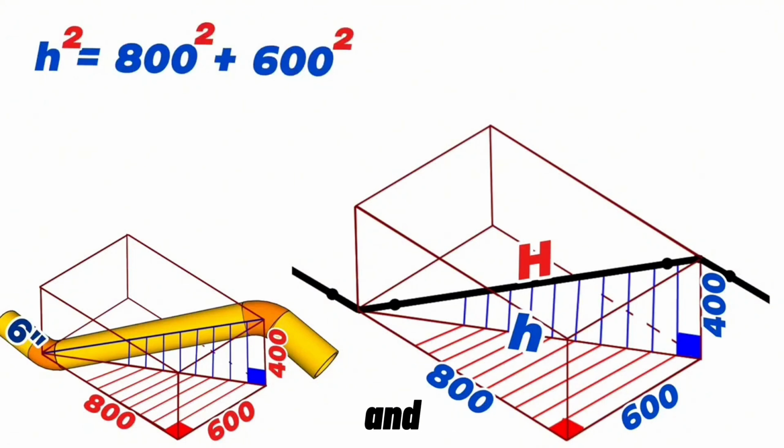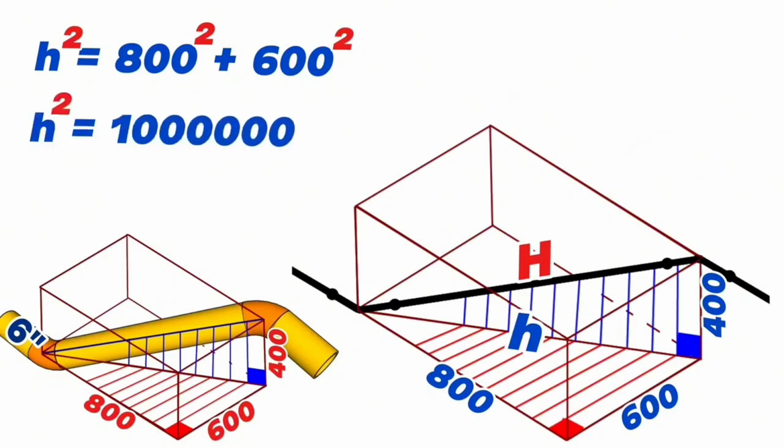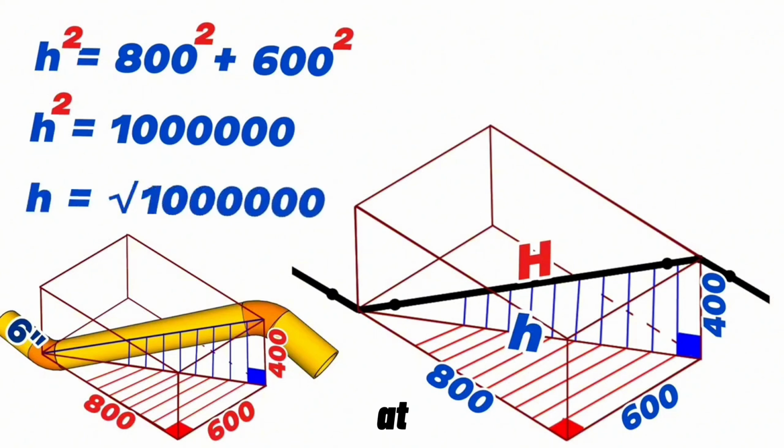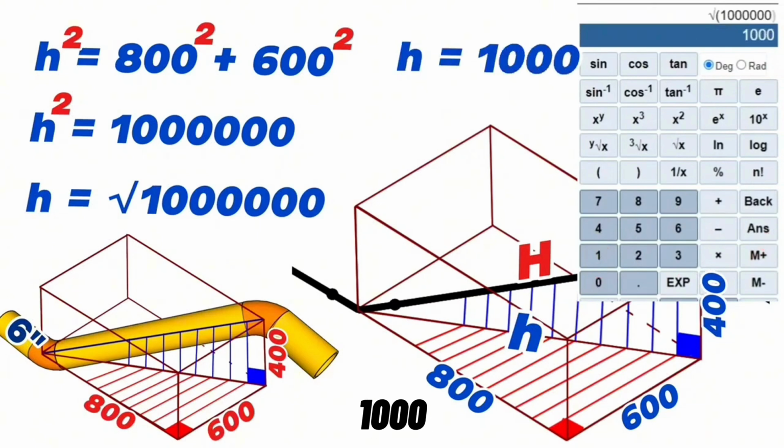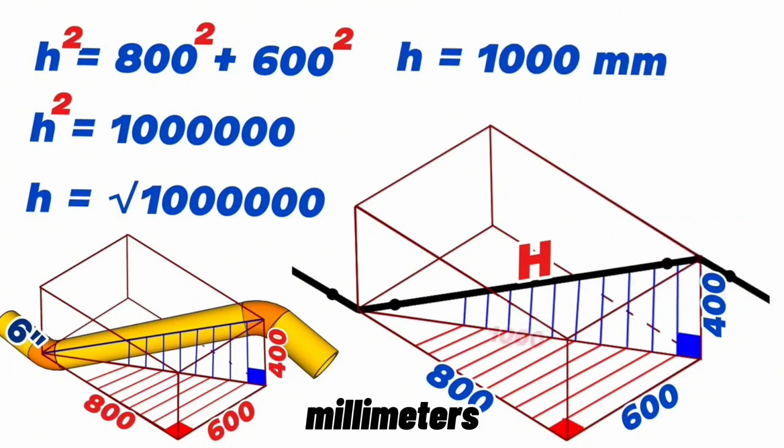Continuing the calculation, we find small h squared is equal to 1 million. We continue, small h is equal to the square root of 1 million. At last we use a scientific calculator and find small h is equal to 1000 millimeters. 1000 millimeters is the hypotenuse of the horizontal red color right angle triangle and is also one of the perpendicular sides of the vertical blue right angle triangle.